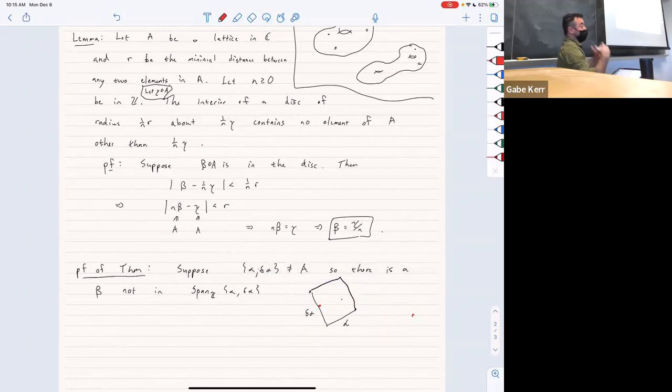And if this red point is not in the lattice, then this red point over here will not be in that side. The translate won't be in the lattice that's generated by alpha. So we're going to assume that's the case. Beta.